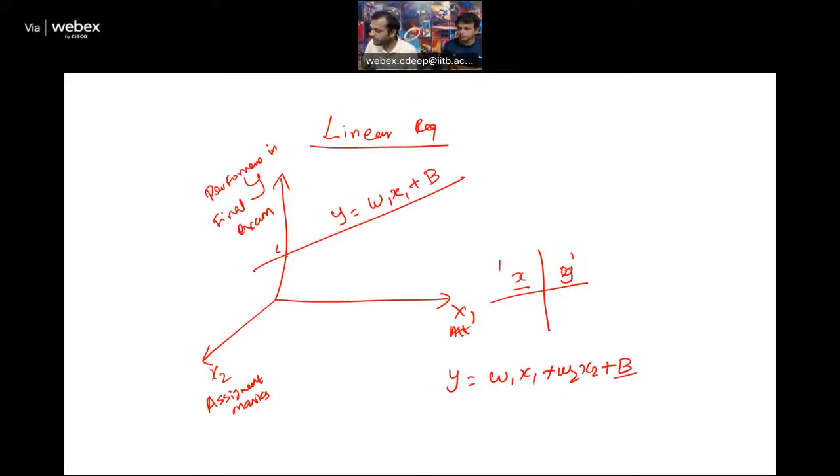Now the idea is that after giving a lot of training data, I have to find the values for w1 and w2. So this will not be a linear equation. Instead, this will be some plane. Actually, in 3 dimensions it looks like a plane.